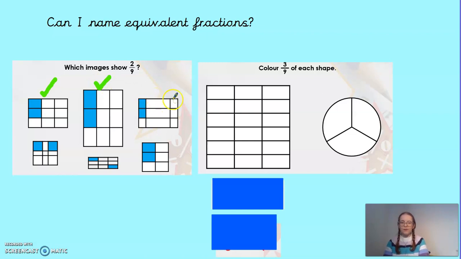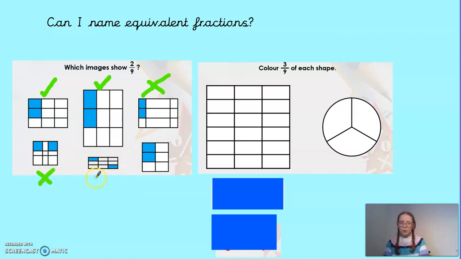Okay, now I've got 1, 2, 3, 4, 5, 6, 7, 8, 9. Now my denominator would be 9. However, have a look at these two compared to these two. The size is not the same. They are not equal. So this is not showing 2 over 9. A weird cross, but we're going to go with it. Okay, it's the same for this one. I have got 9 sections. However, they are not all equal. So it is not showing 2 over 9.